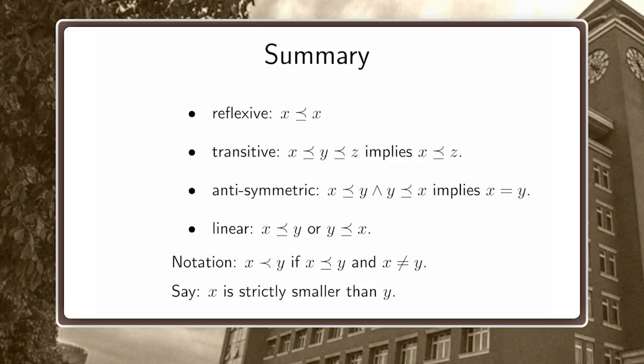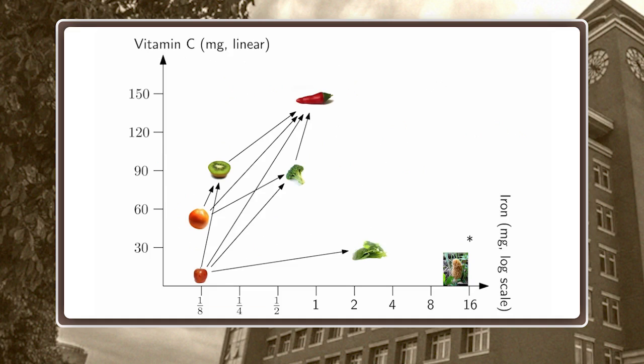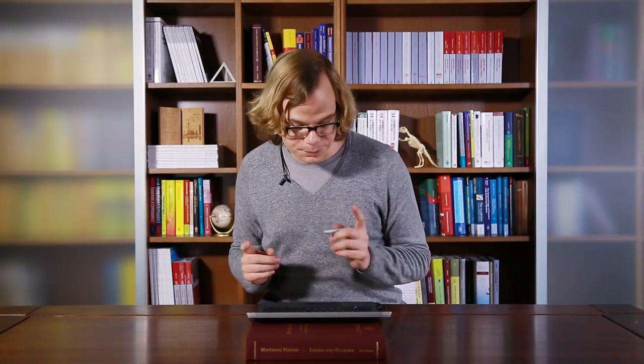All right, so here is a summary. Reflexive, transitive, antisymmetric, that's an ordering. If in addition it's linear, it's a linear ordering. Cool. So let's look again at our ordering on food items.